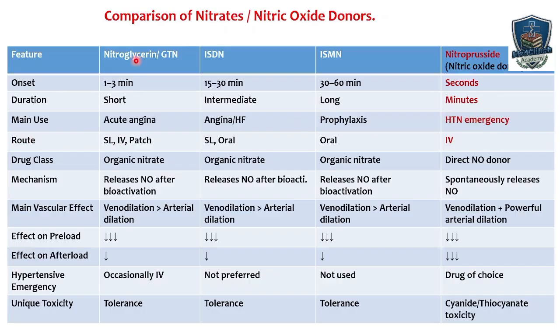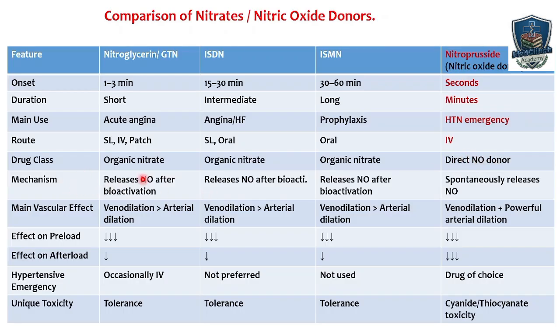When it comes to route, nitroglycerin can be given sublingually, through IV, or through topical patches. The dinitrate can be used sublingually or orally. Mononitrate can be used orally. But the nitroprusside only comes in IV formulation. When it comes to drug class, the nitroglycerin, the isosorbide dinitrate, and the isosorbide mononitrate are organic nitrates, whereas the last one, the nitroprusside, is a direct nitric oxide donor.